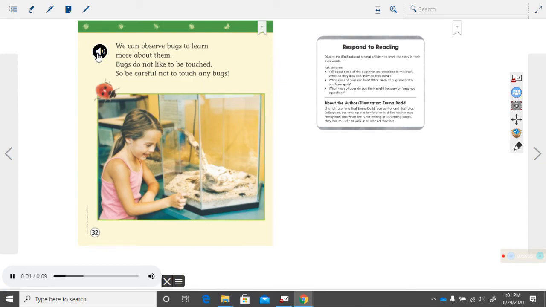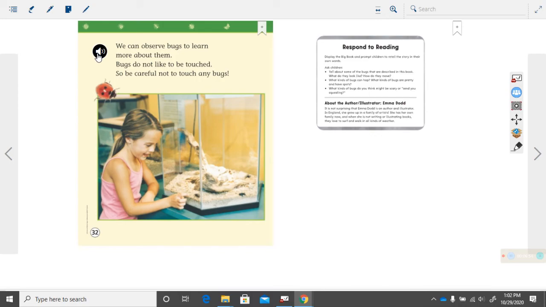We can observe bugs to learn more about them. Bugs do not like to be touched, so be careful not to touch any bugs. What is something that bugs do not like? They do not like to be touched, do they? They really don't. They don't like people to touch them.